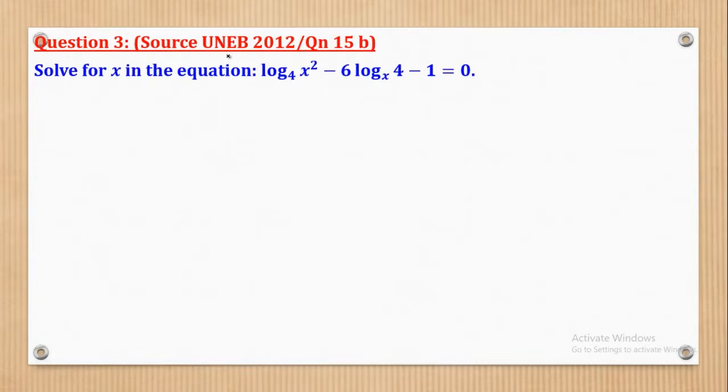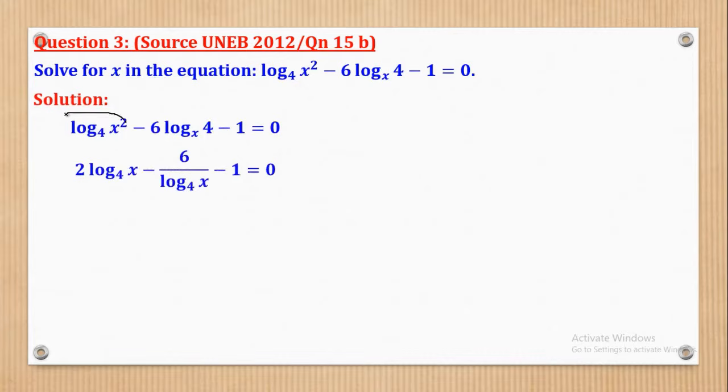Then question 3 came from UNEB 2012, paper 1, question 15b, and says, solve for x in the equation that. So if I first write the given equation, then this power can go down to become this. And also here you can get the reciprocal because we're interested in getting the same base. So reciprocal will give you log base 4 of x. Therefore, let y, just like before, be equal to log base 4 of x. Then you shall substitute here and here to come up with this.